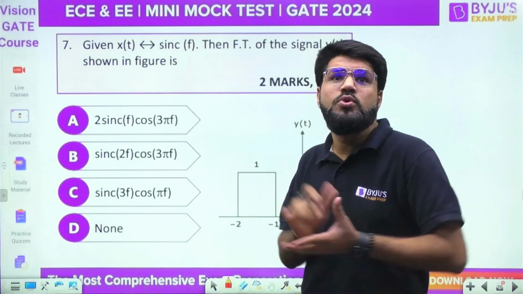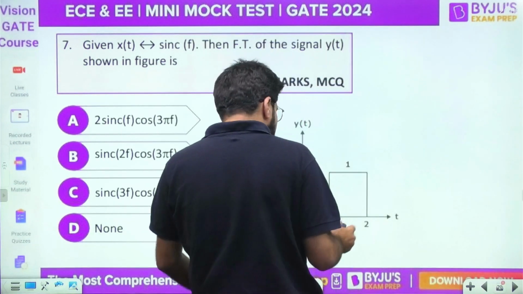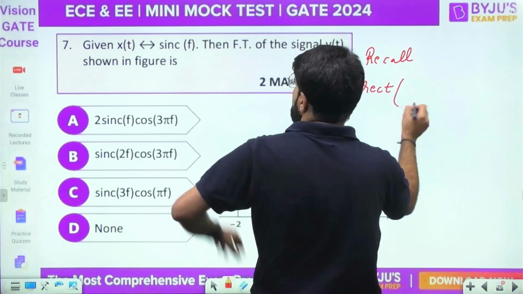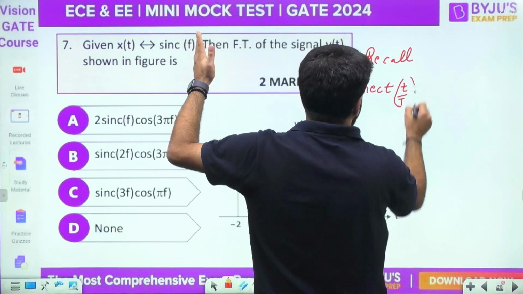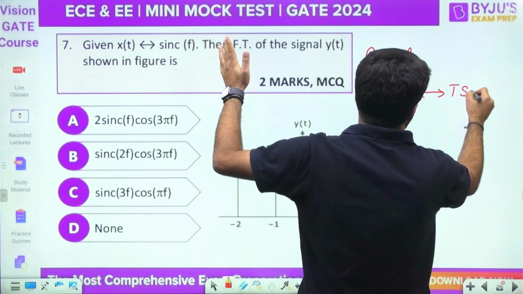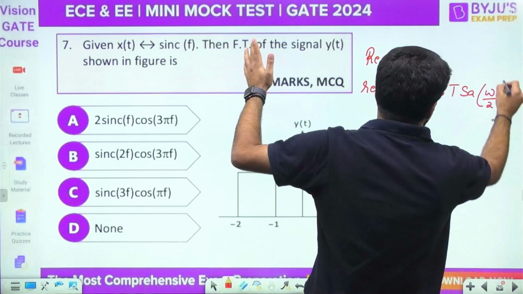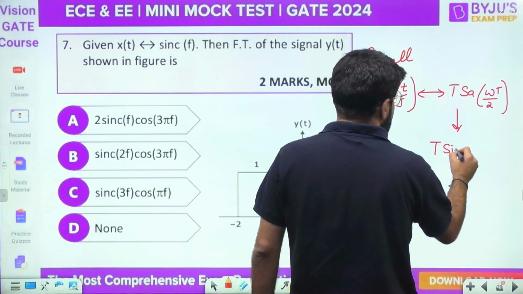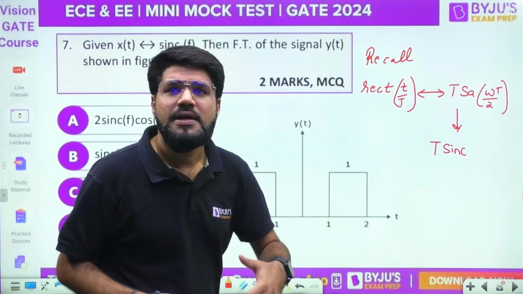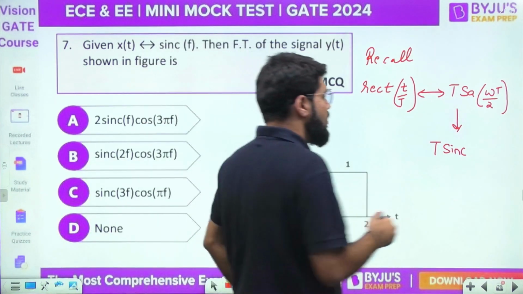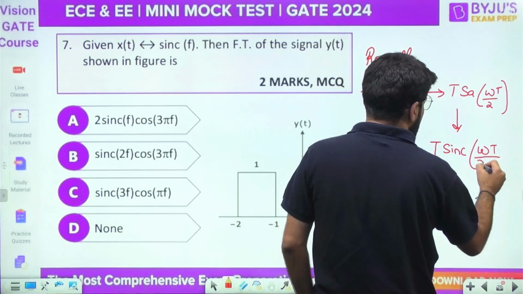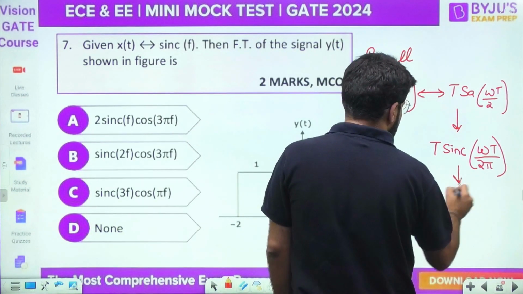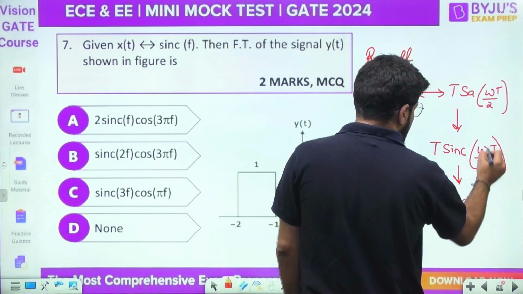Sinc or sampling. Whose Fourier transform is sinc or sampling? Rectangle. Try to recall the very important result. Whose Fourier transform is sinc or sampling? Rect. You can remember it in both the formats. Rect t by T has the Fourier transform T sampling omega T by 2, or it is also equal to T sinc of, sampling and sinc, they're related, na? Sampling x is equal to sinc x upon pi. So that will become omega T upon 2 pi. But what is omega by 2 pi? F. So this can further be written as T sinc of fT.